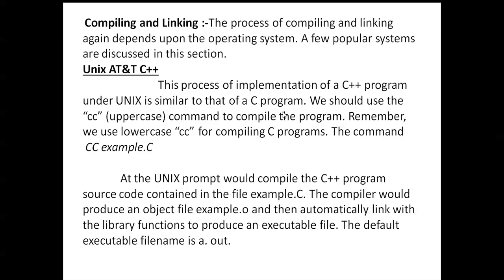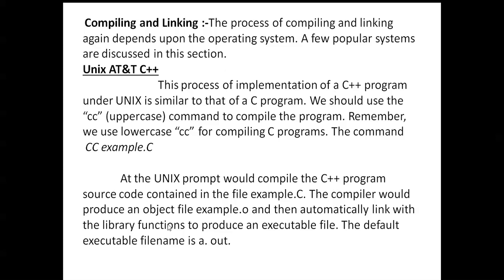Next, here we should use the uppercase CC command to compile the program. Remember, we use lowercase cc for compiling a C program. The command is CC example.c. At the Unix prompt, it would compile the C++ program source code contained in the file example.c. The compiler would produce an object file example.o.